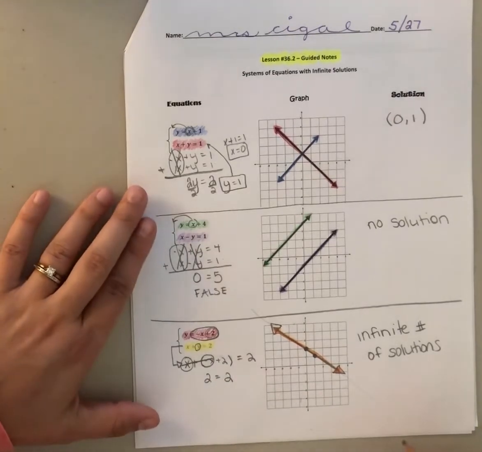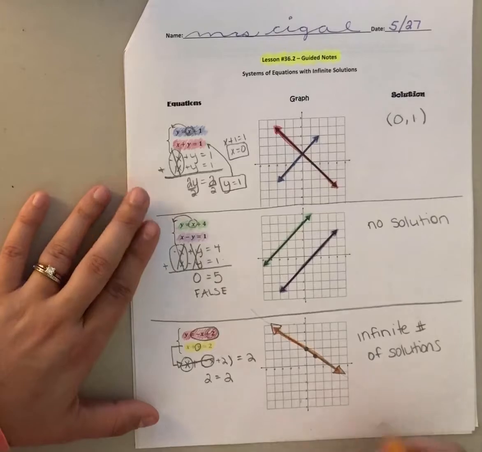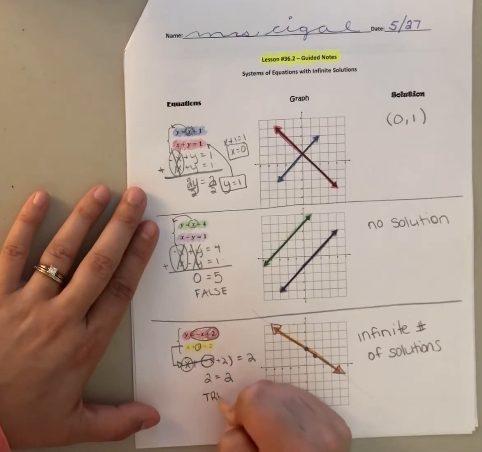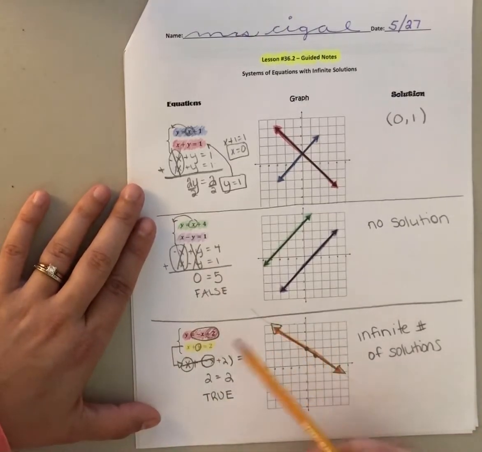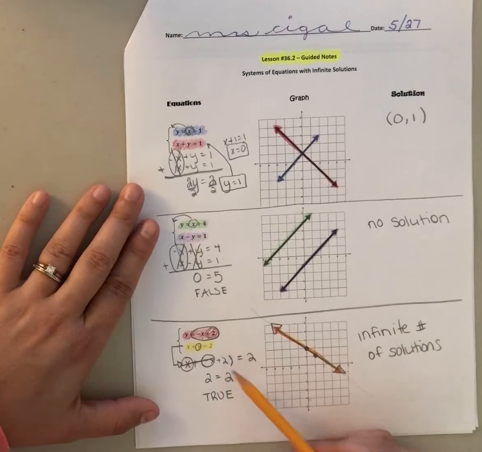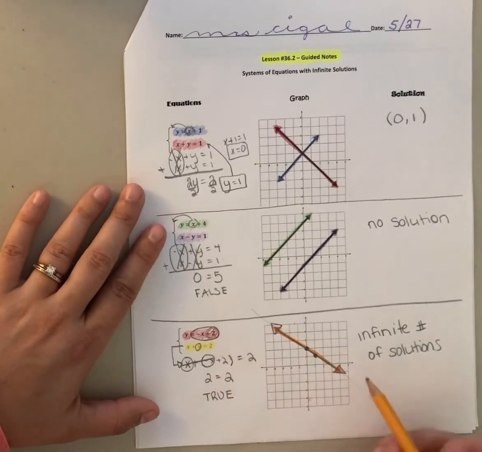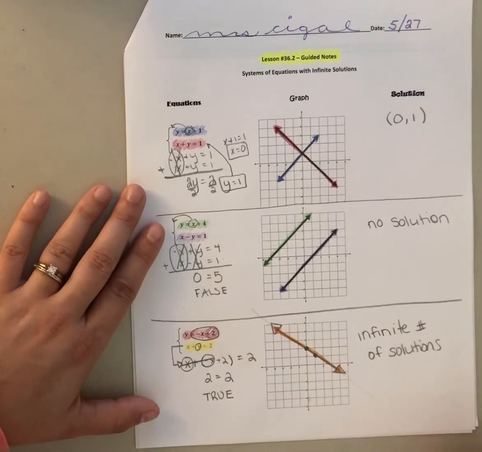So our variables all cancel just like yesterday, but this time we end with a true statement, which means no matter what x and y were, they're going to cancel out and it's always going to work. So when all the variables cancel, you get a true statement because you're solving algebraically. That means there was an infinite number of solutions.